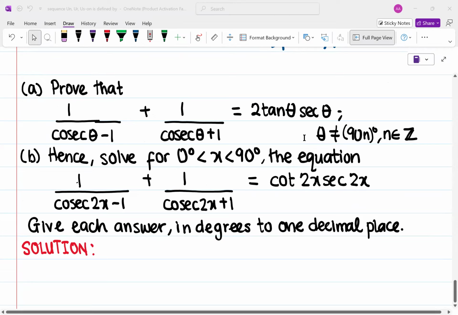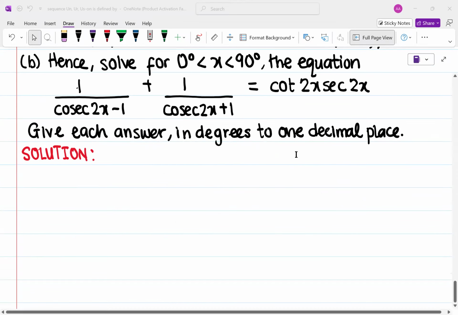I want us to look at this question under trigonometry, and basically under trig identities. The question says for A, we are to prove that 1 over cosec theta minus 1 plus 1 over cosec theta plus 1 equals 2 tan theta sec theta, where theta is not equal to 90n degrees and n is an element of Z. So what does this mean, and how do we solve this question?